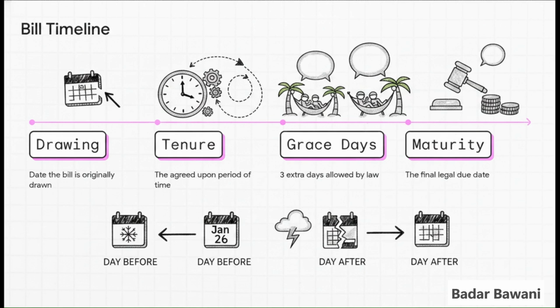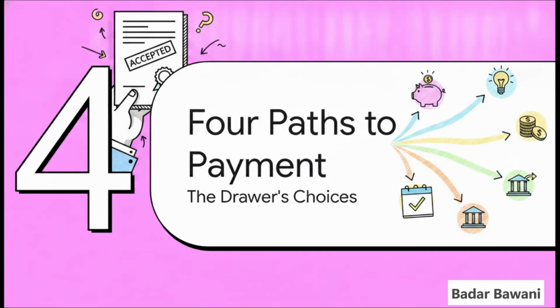If the calculated due date happens to land on a known public holiday, like January 26th, the bill must be paid the working day before. But if an unforeseen emergency holiday gets declared right on the due date, the payment is pushed to the working day after. Crazy, right? All right, Part 4, 4 paths to payment, the drawer's choices.